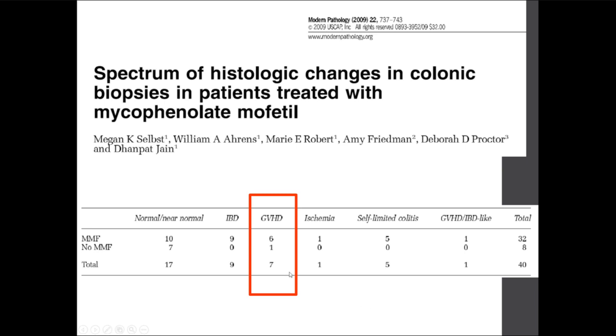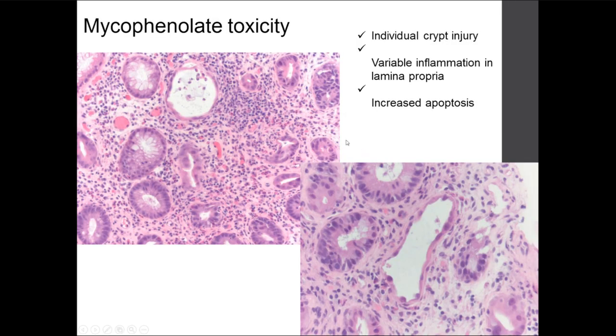This is a paper that looked at the spectrum of disease in mycophenolate. As you can see, mycophenolate can show up with multiple different patterns in a colonic mucosa biopsy, but it's commonly seen in the differential of GVHD because there's overlapping features there too.